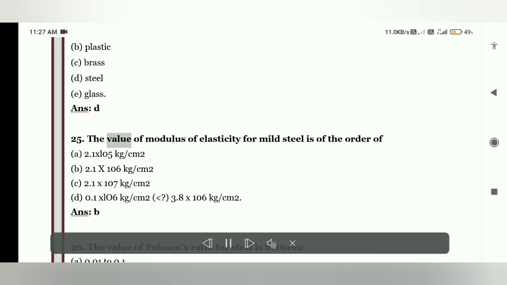25. The value of modulus of elasticity for mild steel is of the order of A, 2.1 × 10^5 kg/cm2, B, 2.1 × 10^6 kg/cm2, C, 2.1 × 10^7 kg/cm2, D, 0.1 × 10^6 kg/cm2.